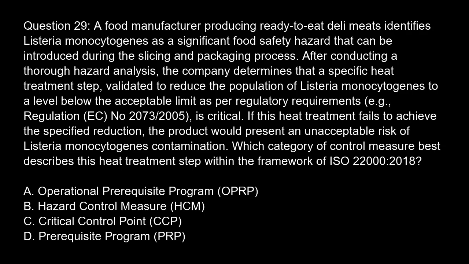After conducting a thorough hazard analysis, the company determines that a specific heat treatment step, validated to reduce the population of Listeria monocytogenes to a level below the acceptable limit as per regulatory requirements, e.g., Regulation EC No. 2073/2005, is critical. If this heat treatment fails to achieve the specified reduction, the product would present an unacceptable risk of Listeria monocytogenes contamination. Which category of control measure best describes this heat treatment step within the framework of ISO 22000-2018?